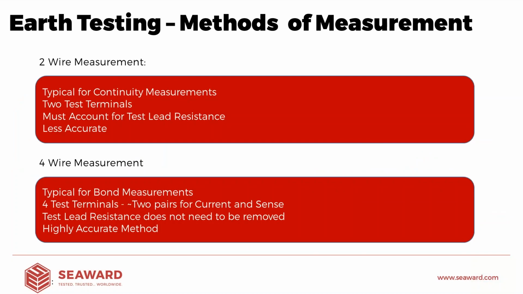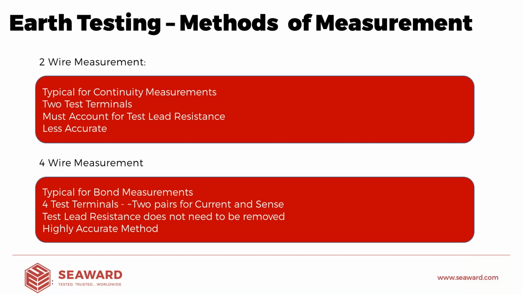Okay, finally, the final point that I really want to talk about is our methods of measurement. There are a couple of different ways that manufacturers can measure earth continuity, earth bond, or generally resistance. Two methods are typically used. We either use what we call a 2-wire measurement or a 4-wire measurement. A 2-wire measurement is a typical measurement system for continuity measurements.